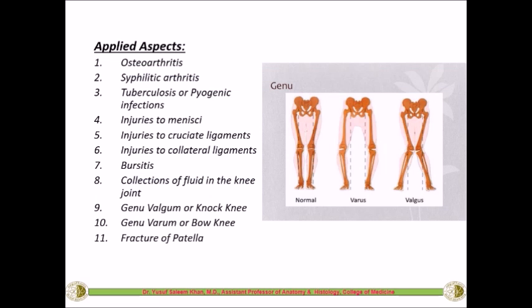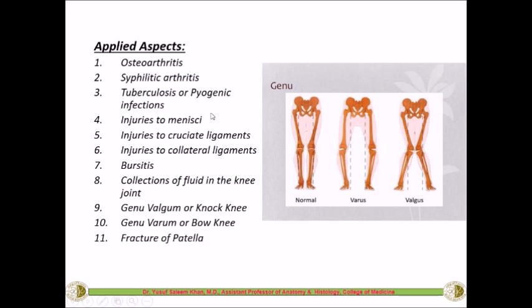Coming to the last aspect of this knee joint, the applied aspects related to the knee joint, the clinically important features. One is osteoarthritis. The knee is a very common site for osteoarthritis, especially in old age. Because of osteoporosis, there will be arthritis in the knee joint, inflammation, as well as severe pain in the knee joint. This is mostly seen in the knee joint.